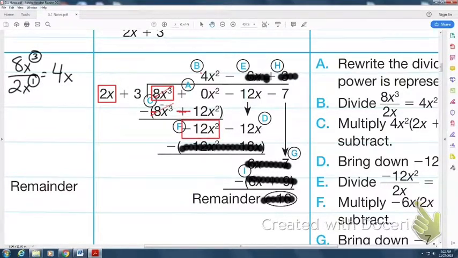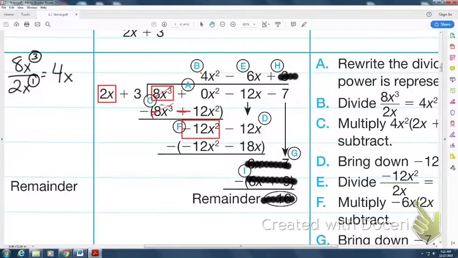So now I'm dividing negative 12x squared by 2x. What is negative 12 divided by 2? Positive or negative 6? Negative 6. X squared divided by x gives me what? X. So I would have negative 6x. I divided, so then I would multiply. Whenever I multiply those, that gives me that right there.